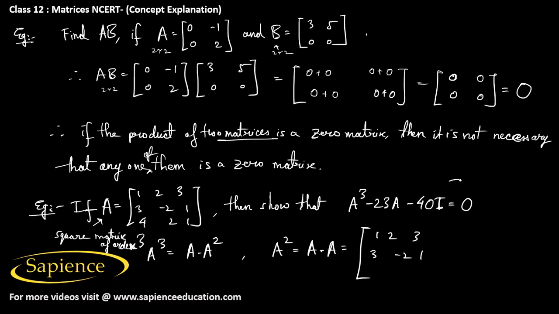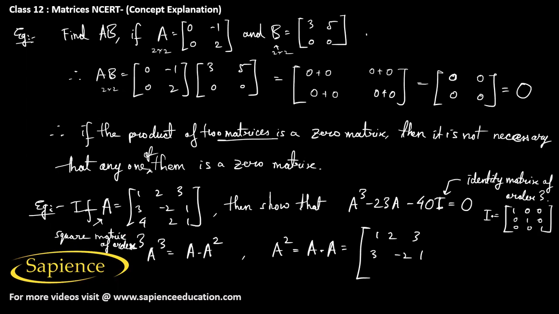So here this I is also the identity matrix of the order 3. It is identity matrix of the order 3. So here in this case the identity matrix will be 1 0 0, 0 1 0 and 0 0 1.